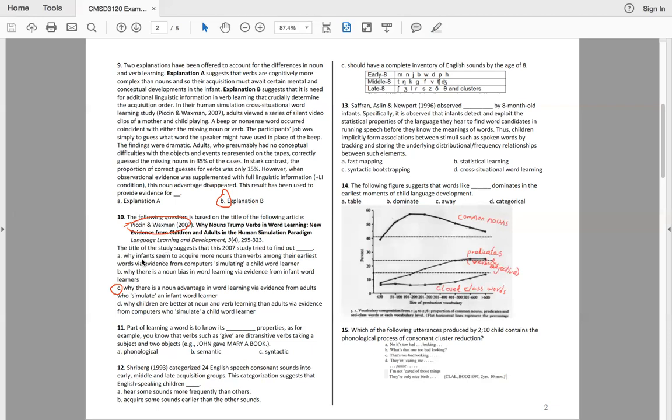So A is not the right answer because this study didn't use computers to simulate infant learning. And B is not the right answer because this study did not use infants as the participants. D is not the right answer because, again, not computers.